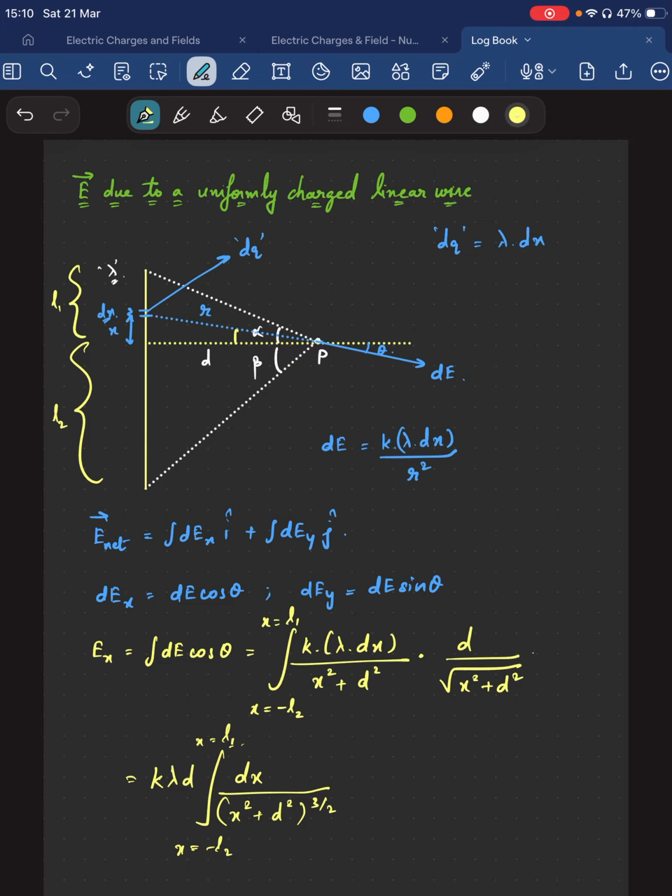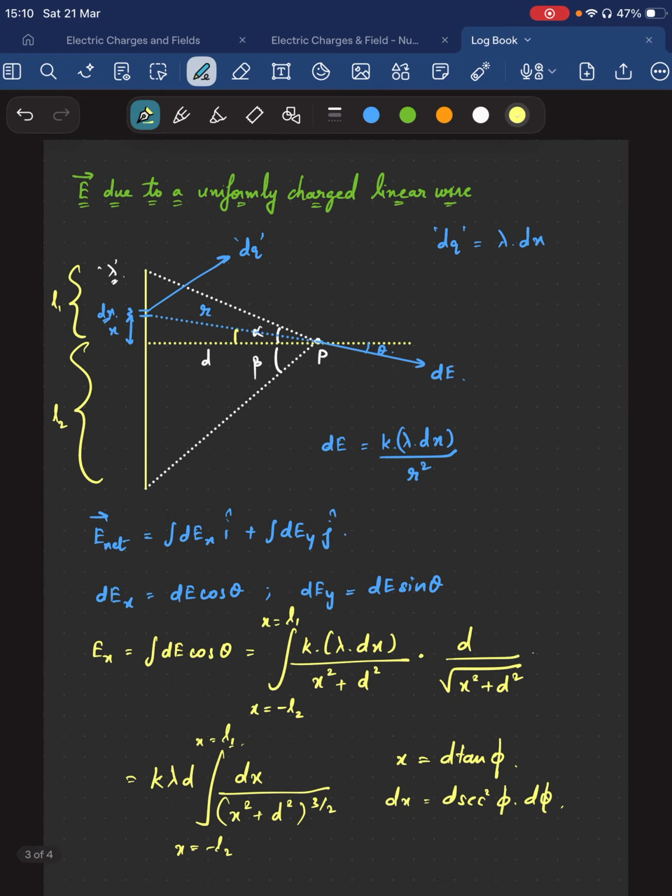So to solve this integration, we'll have to use a substitution method. So here we'll have to imagine x is equal to some d tan phi. So if x is equal to d tan phi, then dx will be equal to d secant squared phi d phi. Then substituting this in the integration, our x component of field was integral, so the constants which we had were k lambda d, integral dx by x squared plus d squared whole power 3 by 2.